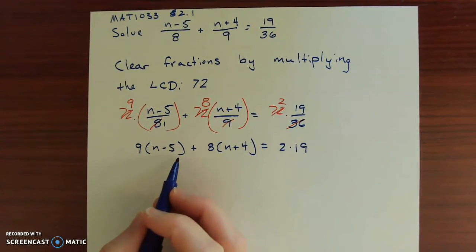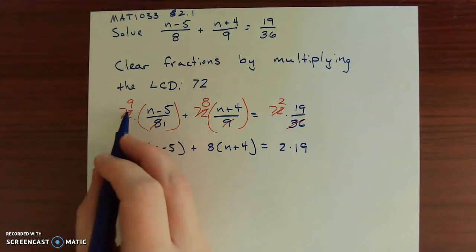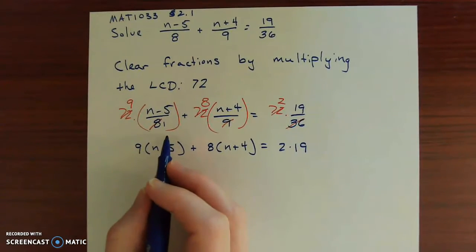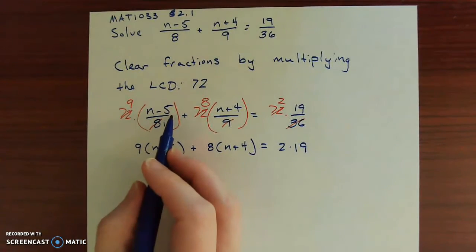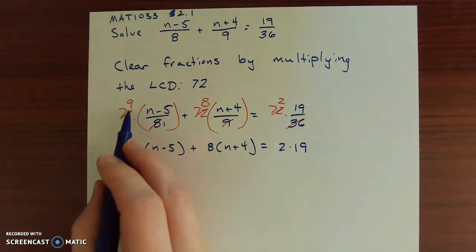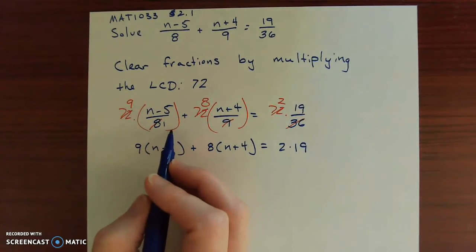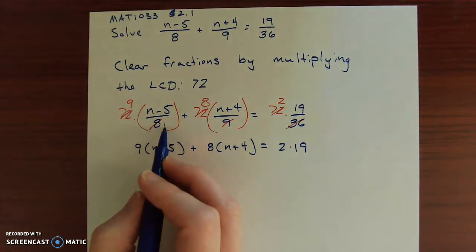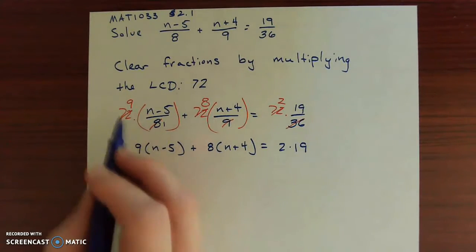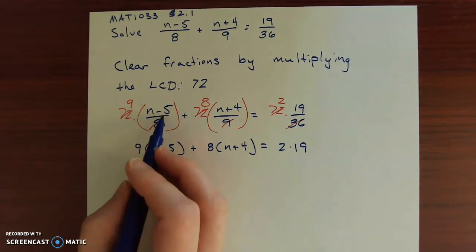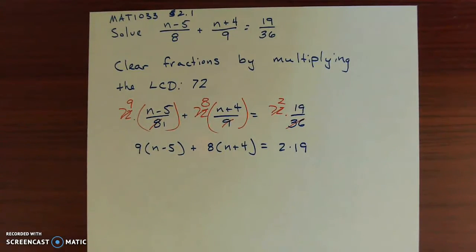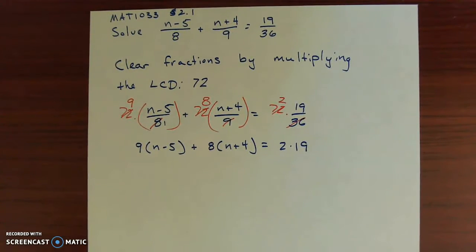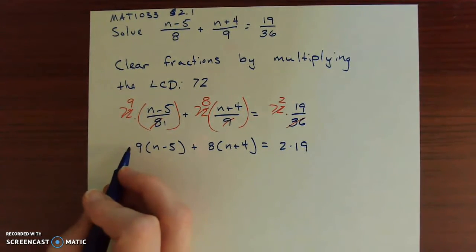Notice my use of grouping symbols. After I clear the fractions, or clear the denominators, I'm still multiplying by this entire expression, right? So I was multiplying 72 times this whole fraction. After the denominator reduces to 1, I'm still multiplying 9 times this whole expression, n minus 5. So make sure to multiply the whole numerator, and then we're ready to solve from there. Okay, so that's how we clear the fractions.